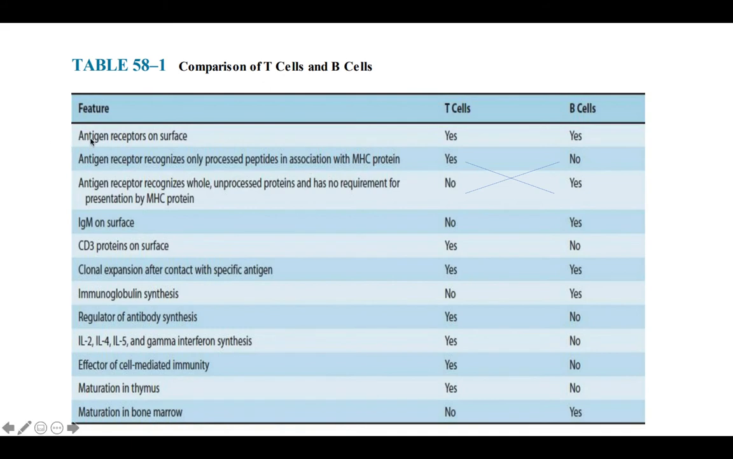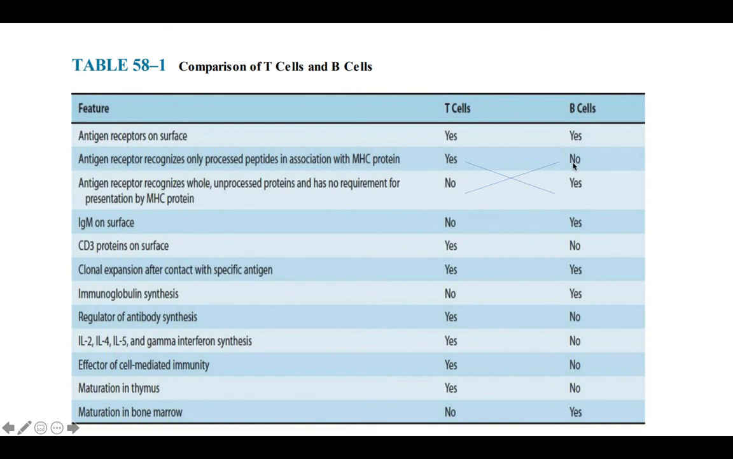So antigen receptors on surface. Do T cells have that? Yes, it's their T cell receptor. Do B cells have that? Yes, it's the IgM receptor. Antigen receptor recognizes only processed peptides in association with MHC protein. هل ال T cell هذا موجود؟ طبعا، T cell receptor تبعها الـ antigen receptor. T cell receptor will only recognize، إذا كانت CD4 cell it needs MHC2، إذا كانت CD8 cell it needs MHC1. So that's true.